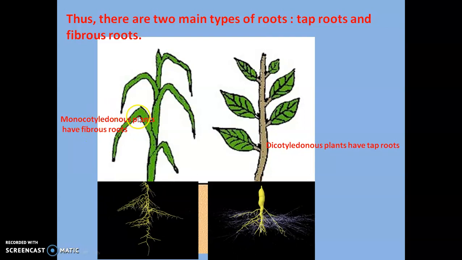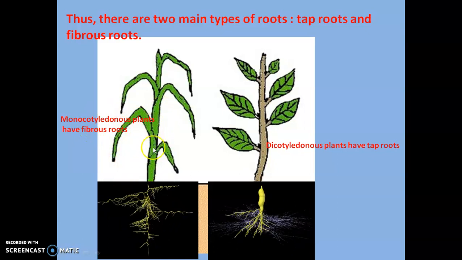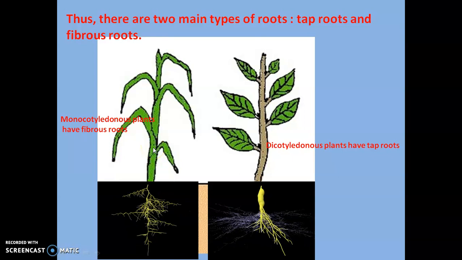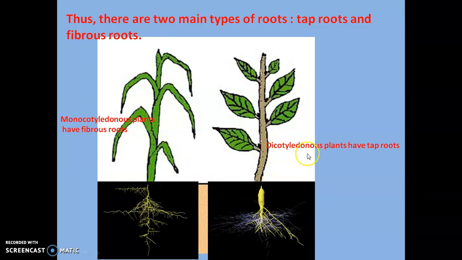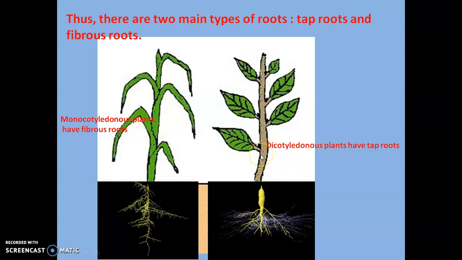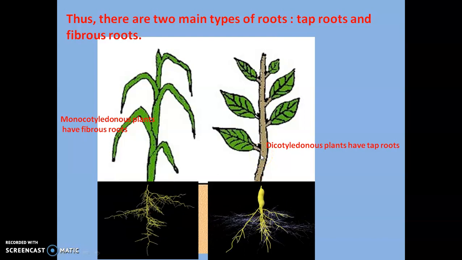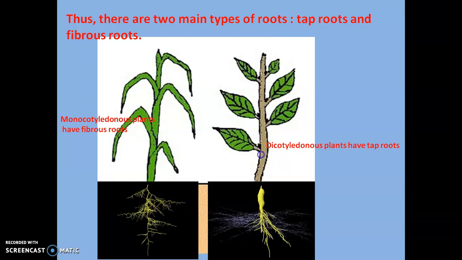Now, monocotyledonous plants have fibrous root. These are monocotyledonous plants, meaning with a single seed, or the seed can be divided into one part. And then we have the dicotyledonous plants that have taproot. Di means two. So when a seed can be divided into two parts, it is called dicotyledonous plants.